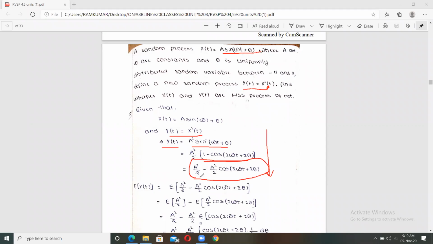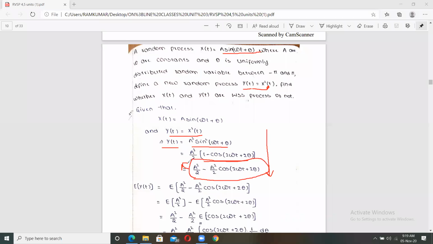Now this is the random process. We have to check the stationarity of this process. Okay. Now what are the two conditions for wide-sense stationarity or wide-sense stationary random process? Mean should be constant, sir. Mean should be constant. Okay, very good. Then the second one is autocorrelation should change with respect to tau, not with respect to time t. Okay. Thank you. And autocorrelation function depends only on tau, not on t.